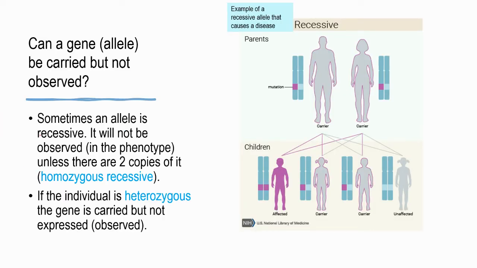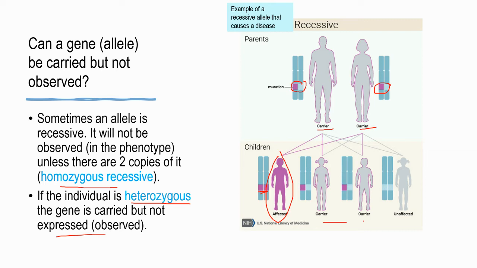Sometimes an allele is recessive. It will not be observed unless there are 2 copies of it. If the individual is heterozygous, the gene is carried but not expressed. That means it's not observed. So in this example, we've got parents, we've got a mutation here. Both parents are carrying the mutation, but they are carriers. They wouldn't have the disease, so this mutation causes a disease. So this child here, unfortunately, has 2 copies of the gene, so they would be affected by this disease.